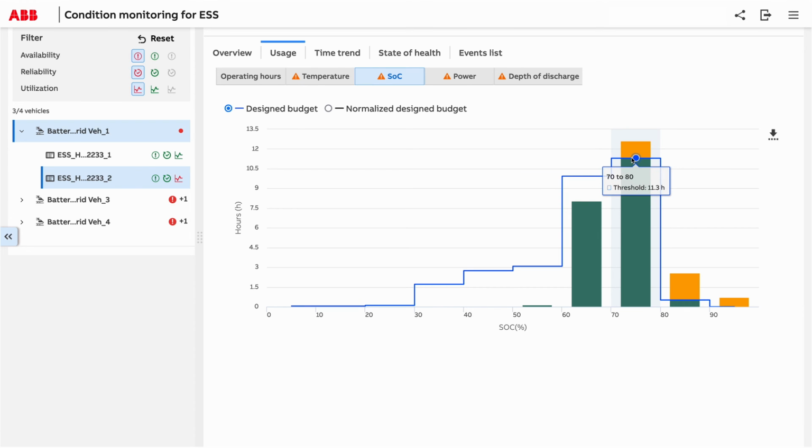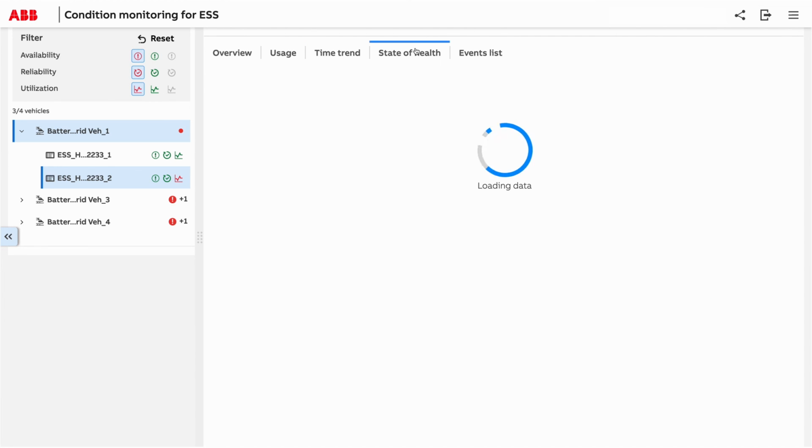The design curve depicts the traction battery specification. Operation above the design curve is considered under stress and can lead to faster aging of the product. To assess the overall traction battery's performance against its design, navigate to the state of health graph.